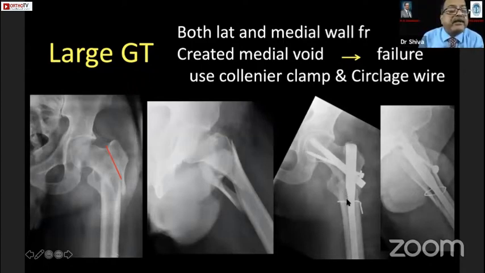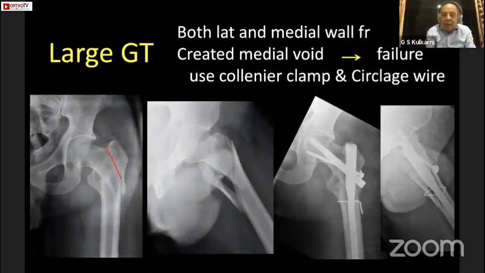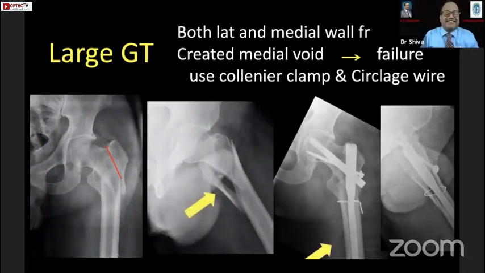I don't think there is a GT fracture. Yeah, GT fracture, sir, including in the. Yes. Okay.